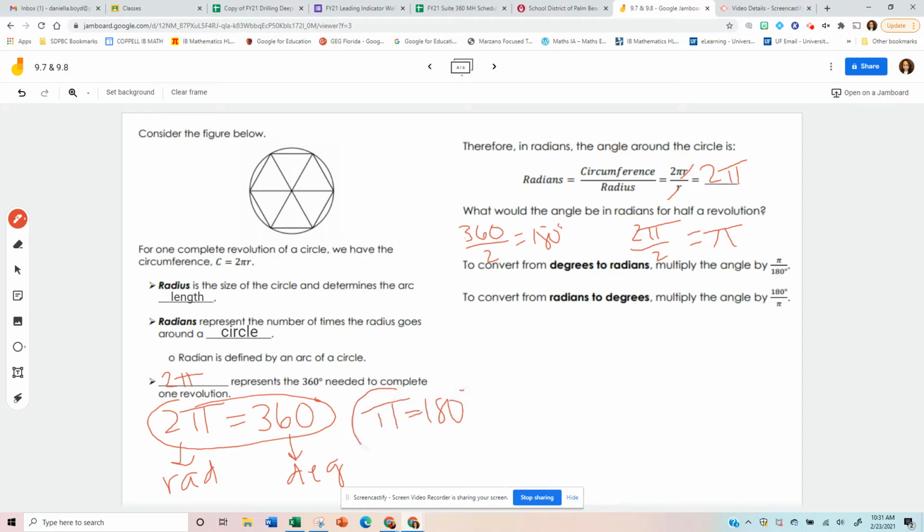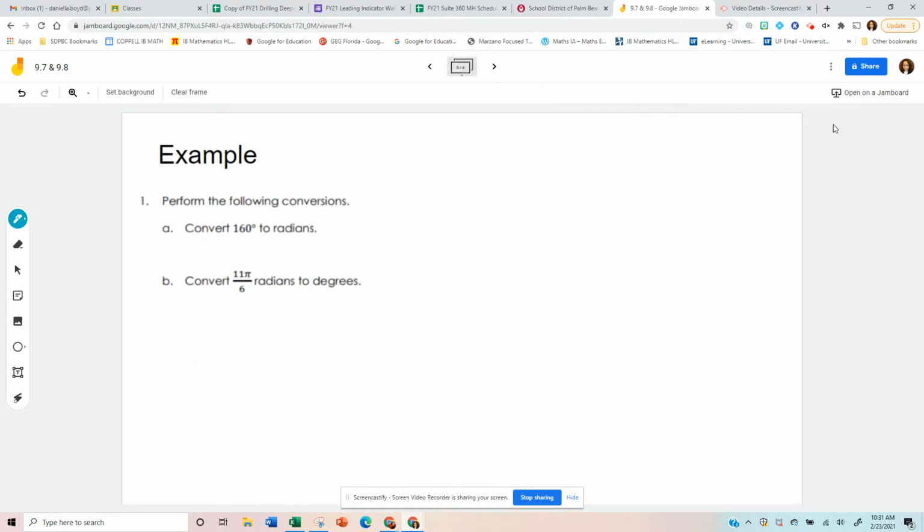These are going to be really important for me to know when I am making conversions. If I want to go from degrees to radians, I multiply by pi over 180. And if I want to go from radians to degrees, I multiply by 180 over pi. So it depends on which way I am going what I'm going to multiply. Since these are equal to each other, I'm going to use it as my proportion in order to solve.